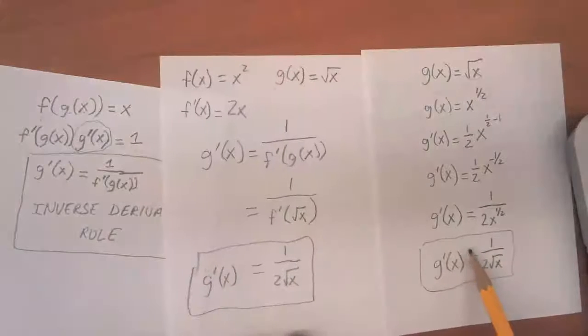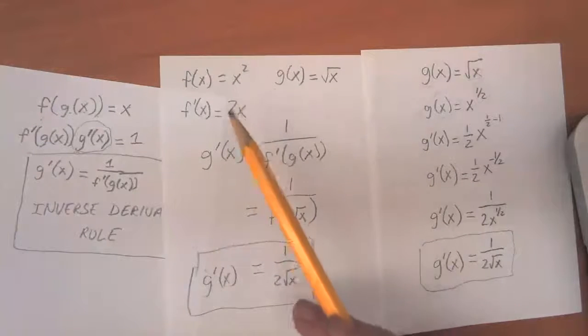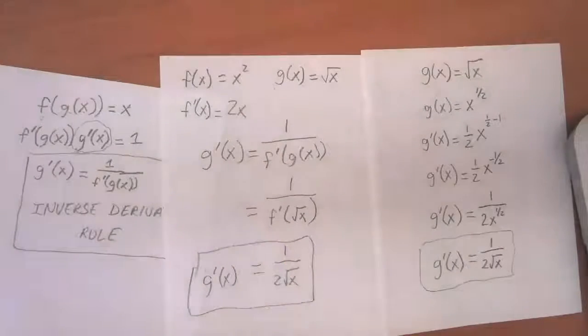using both the power rule and our exponent rules, and using the inverse derivative rule and our knowledge that x squared is the inverse and that we knew the derivative of x squared. So that's another handy explanation of how you can use the inverse derivative rule to learn new things about functions or verify some old things that we already knew.